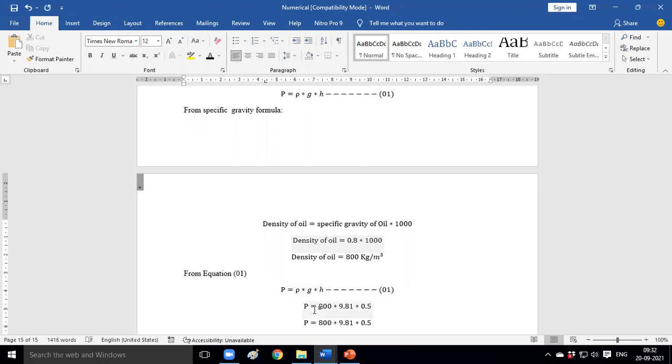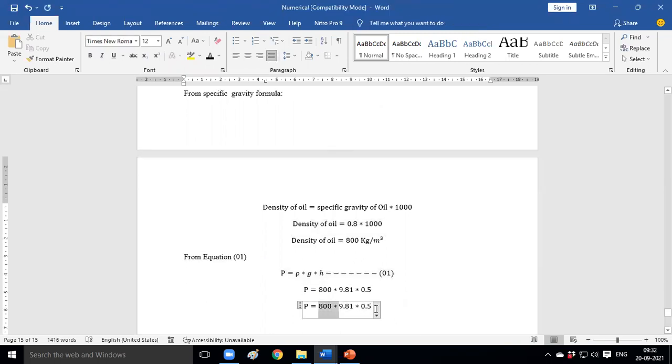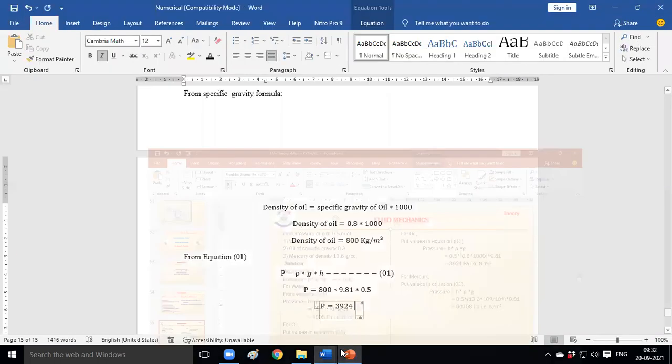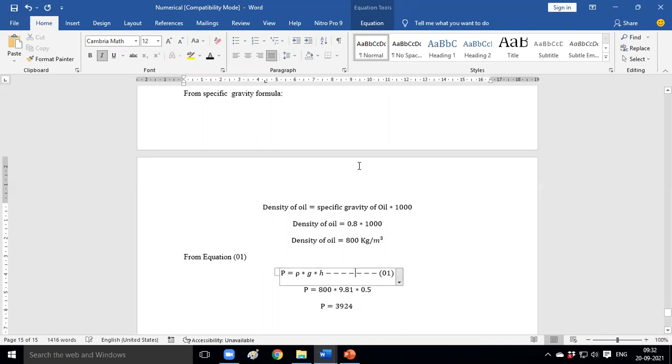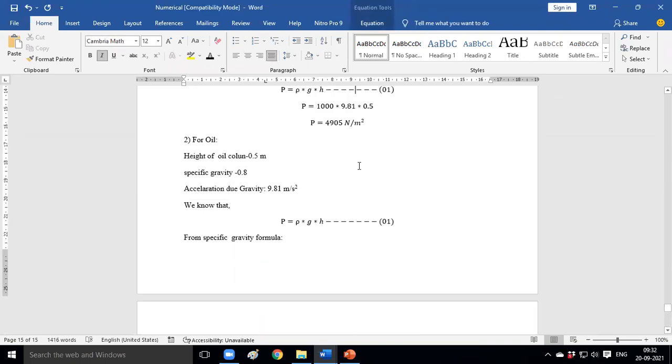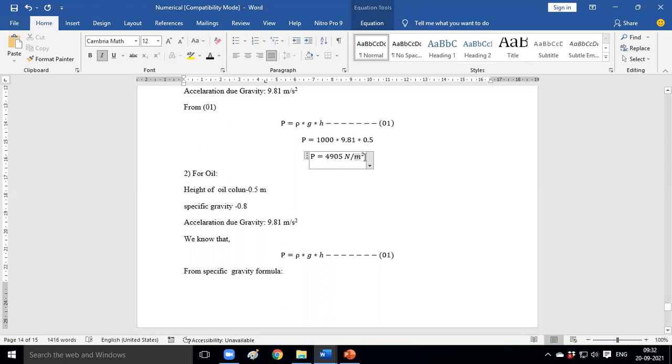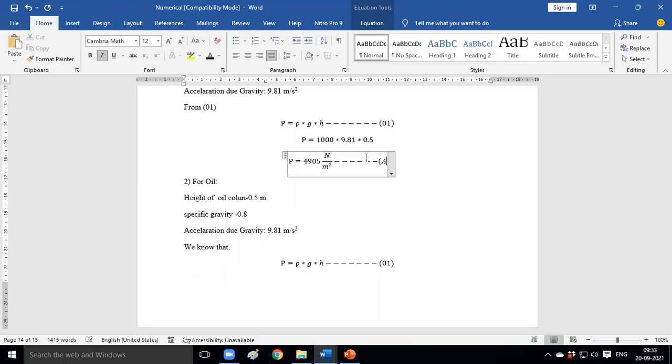The value of H is already mentioned in the numerical. 0.5. Correct. And we put the values. So what will be the overall calculation of this pressure? 3924. And what will be the unit? Newton per meter square. Correct. The unit of pressure is Newton per meter square. We already calculated in the first case, that is for the water.